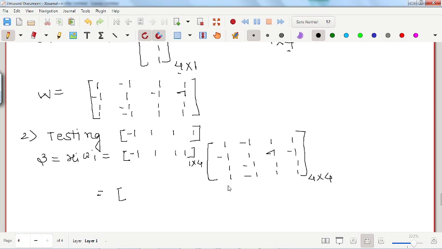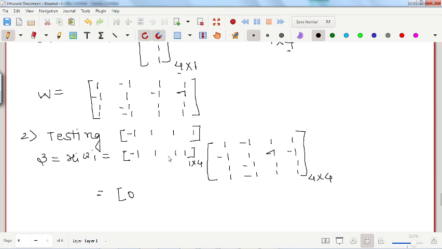First row into first column. 1 into minus 1, it is minus 1. Then 1 into minus 1, it is minus 1. 1 into 1, plus 1. 1 into 1, plus 1. So finally minus 2 plus 2. So this will be 0.